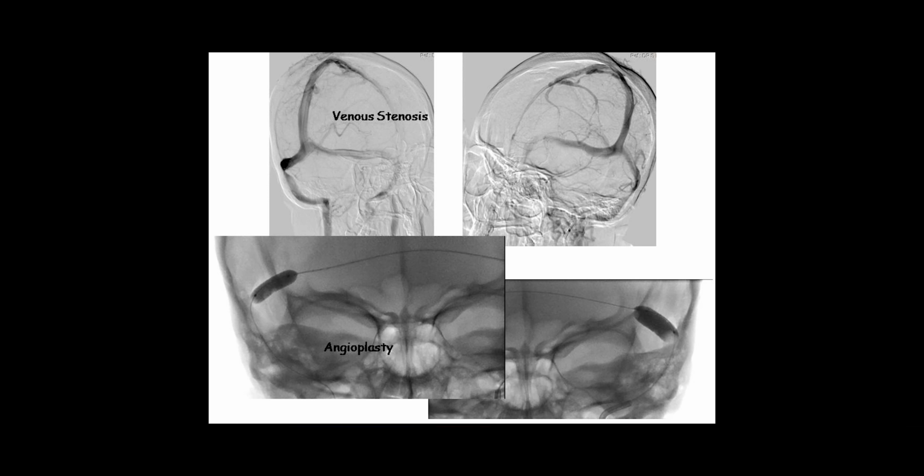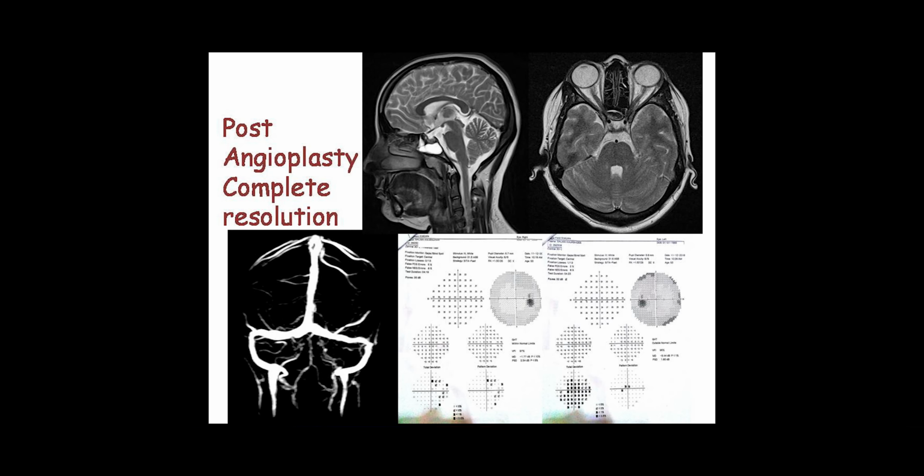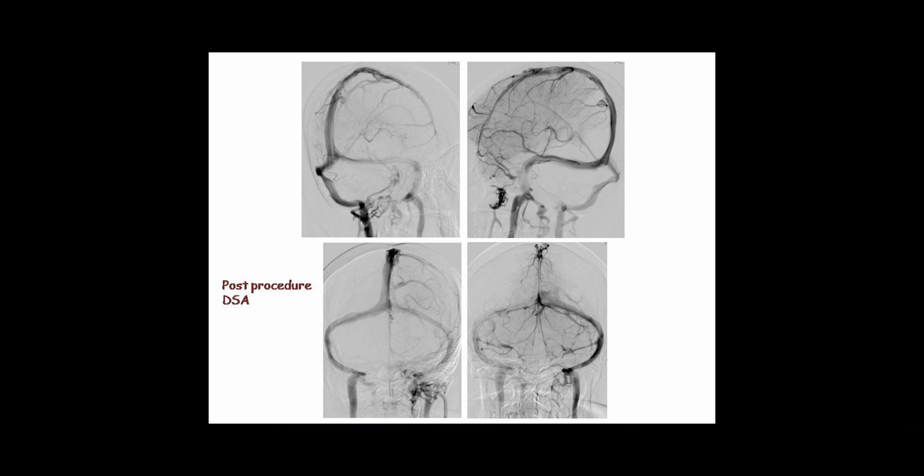Here is an example. As you can see, there is a narrowing in the junction of the transverse and the sigmoid sinus of the brain, on both sides, and we are putting a balloon and opening the vein. And this is how the situation looks after angioplasty. There is complete resolution of this ophthalmic problem. The patient's sight has drastically improved, and this is the follow-up DSA of these patients. The veins look absolutely normal.